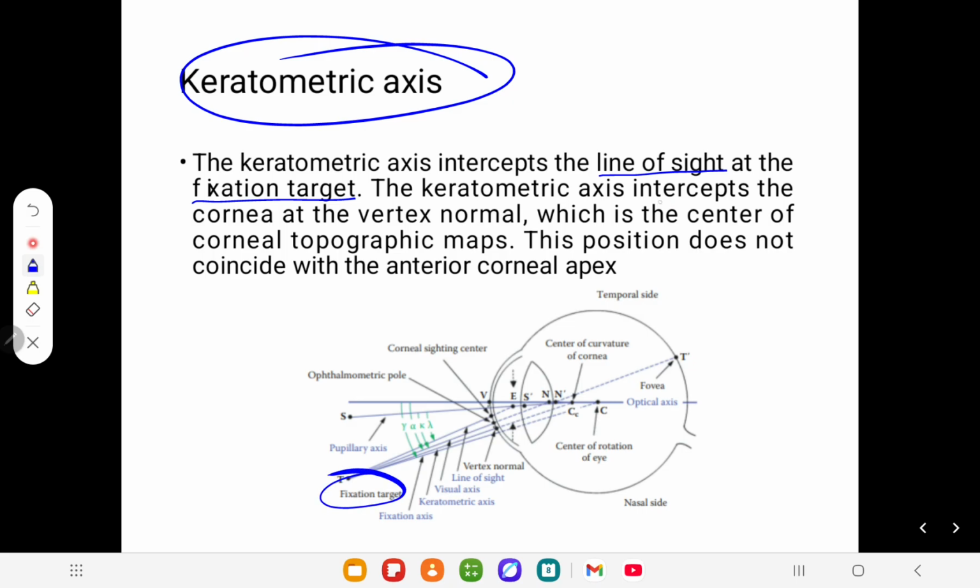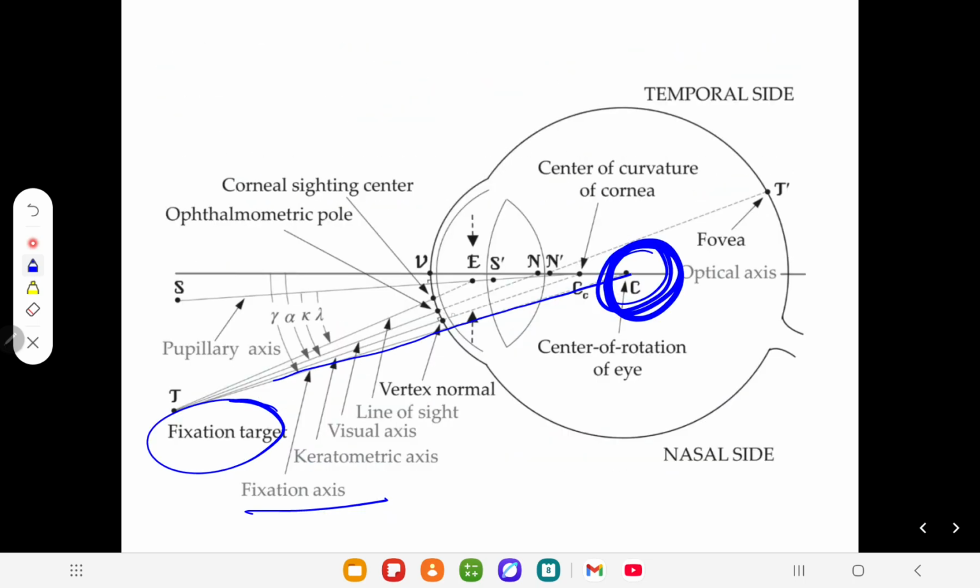The keratometric axis intercepts the cornea at vertex normal. Now another point. Here we see normal. This normal I am talking about, the keratometric normal. So the fixation target crosses the cornea with vertex normal.